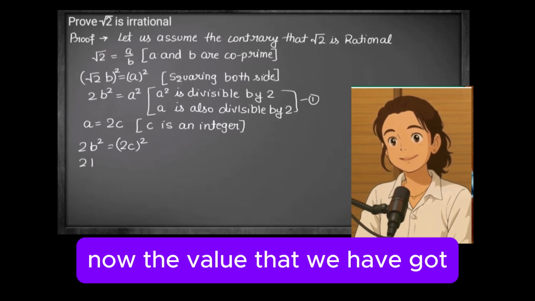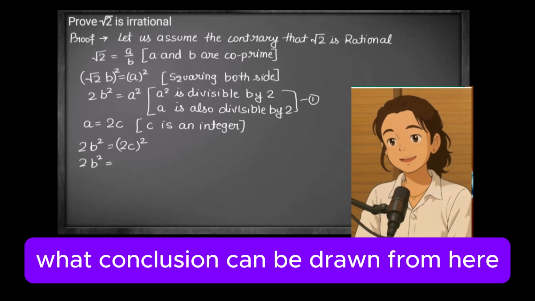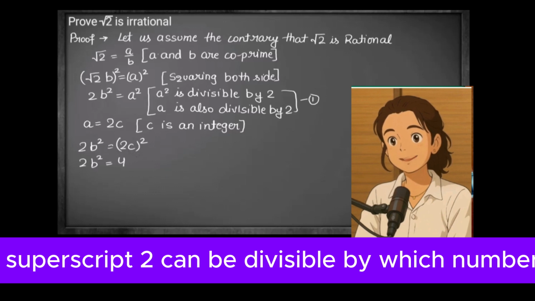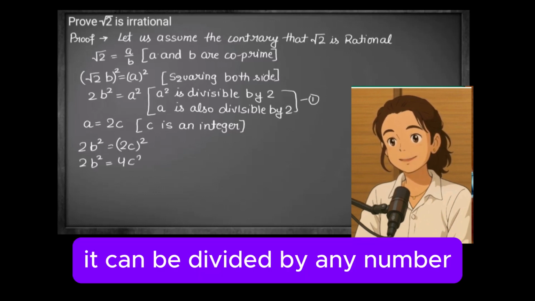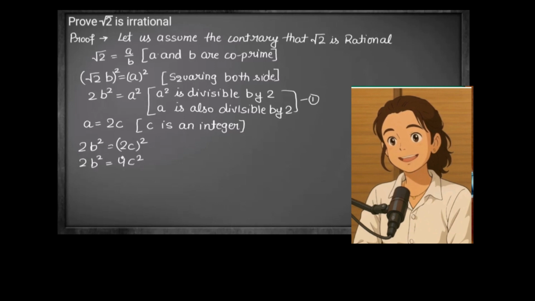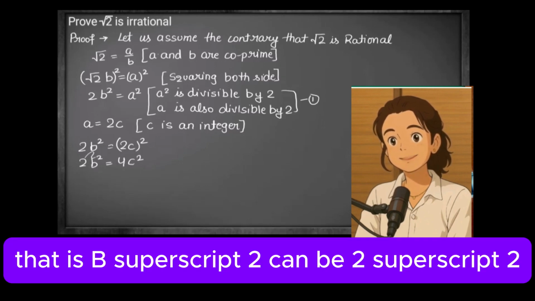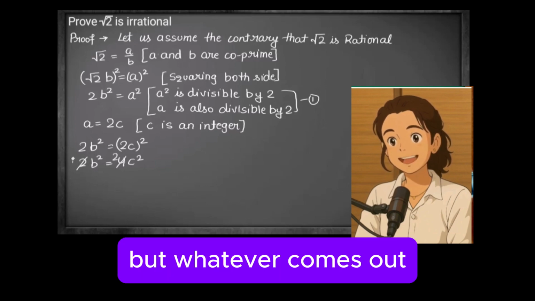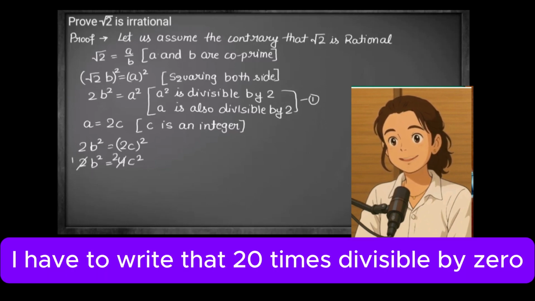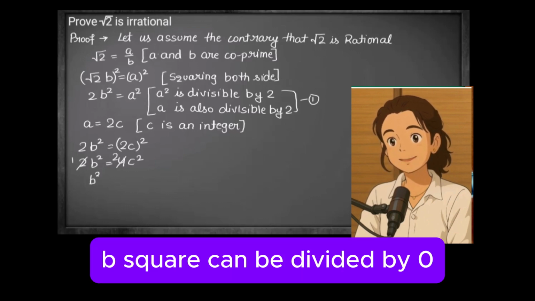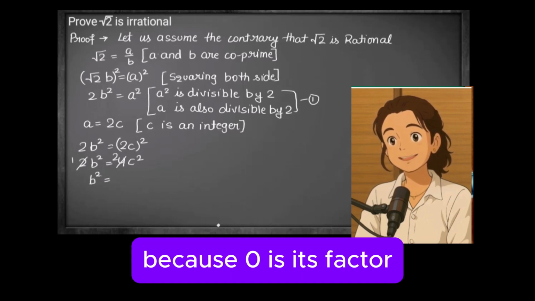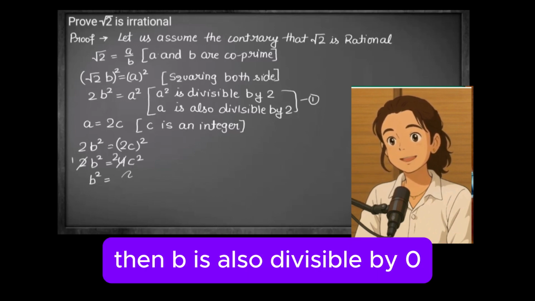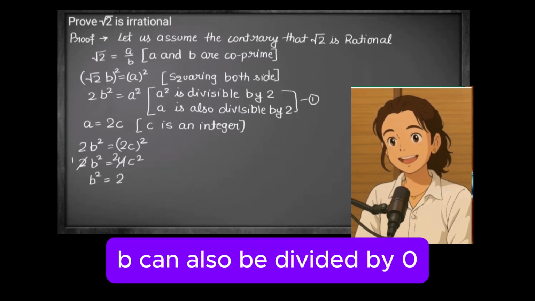Now, the value that we have got is this equation. What conclusion can be drawn from here? Look, this is the square of b. What can be its factors? B superscript 2 can be divisible by which numbers? Here it is 2. That is, b superscript 2 is divisible by 2. B square can be divided by 2 because 2 is its factor. If b superscript 2 is divisible by 2, then b is also divisible by 2. B can also be divided by 2.